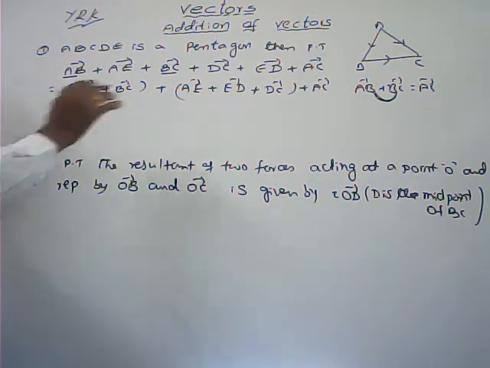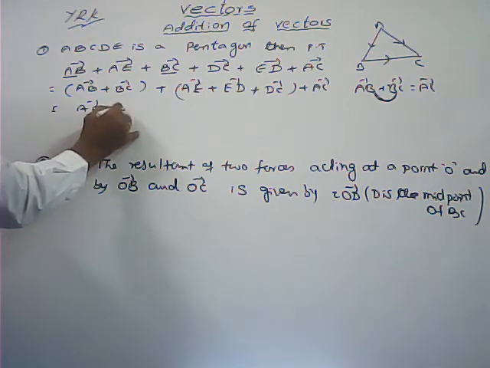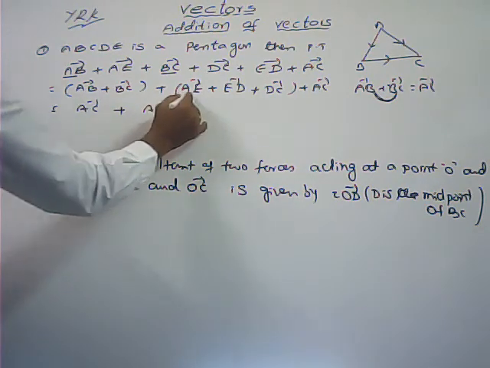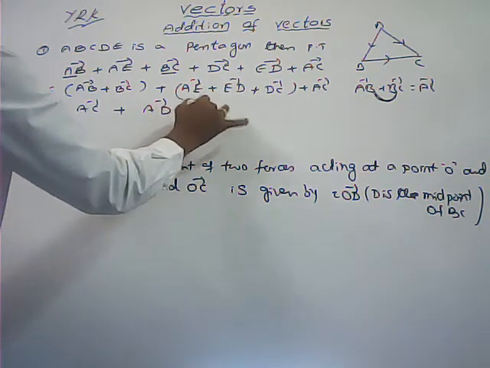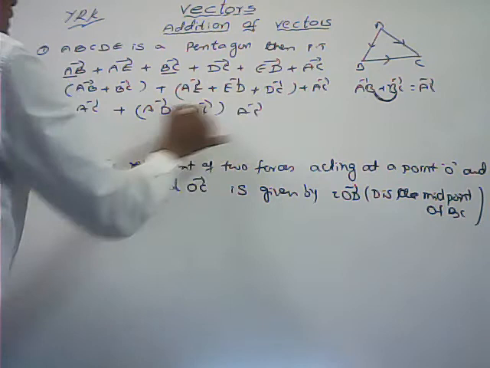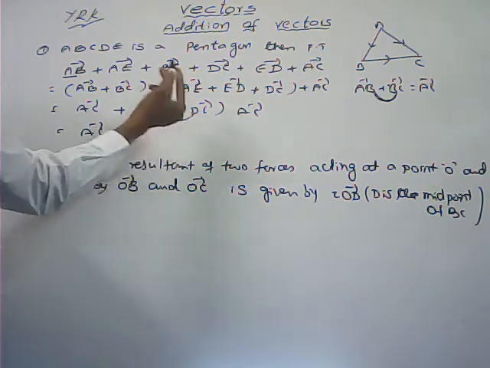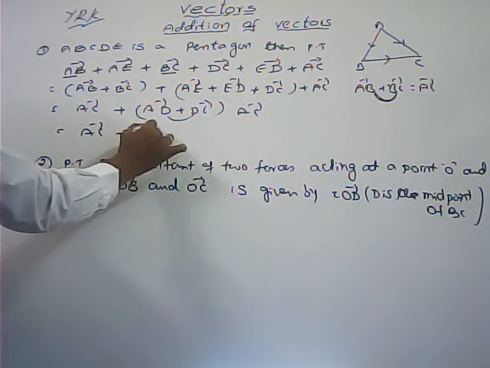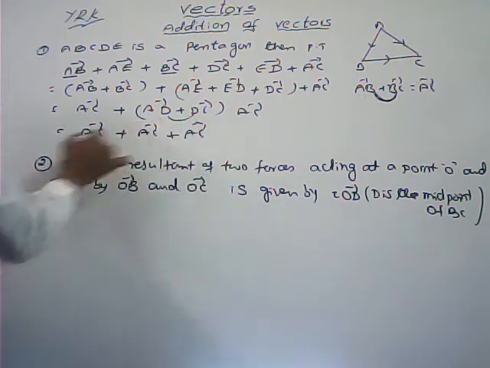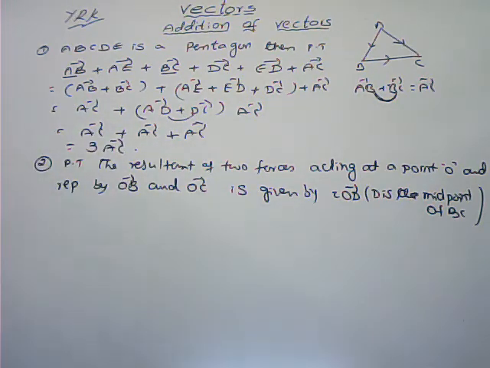So for that I have made the proof. AB bar plus BC bar we can write directly AC bar, plus AD bar plus DC bar, plus AC bar. Now AB plus BC we can write as AC only, and AD plus DC is AC. So we can write AC bar plus AC bar plus AC bar, that is equal to 3 times AC bar. That is all that was required to prove.